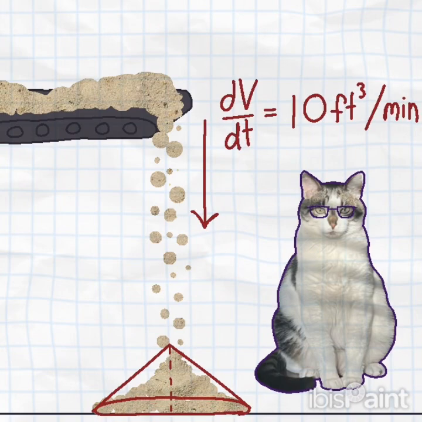We have sand falling off a conveyor belt and onto a conical pile. It's falling at a rate of 10 cubic feet per minute. This rate of 10 cubic feet per minute is the rate of change of the volume.